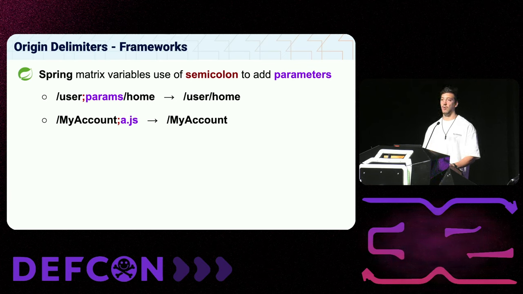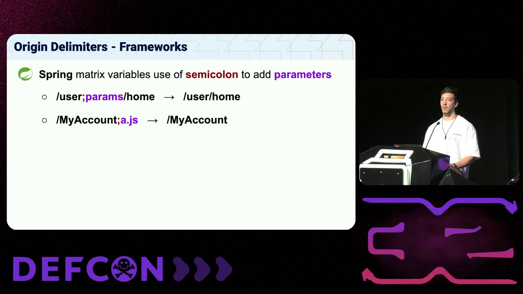Now, in Rails, there's another really interesting case, which is that they use the dot as a delimiter. That's because the user is able to send an extension with a valid endpoint, and the effect is that Rails will look for a specific view for that request. So let's say we define an endpoint, myaccount. When we send a request to myaccount, Rails will just go and look for the HTML view.